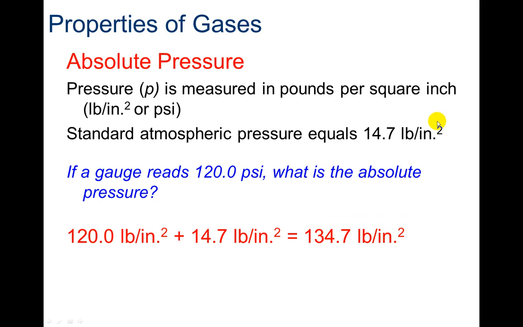All right, if a gauge reads 120.0 psi, what is the absolute pressure? Well, we just take 120 psi plus 14.7 psi, if we're using standard, which would be 134.7 psi.